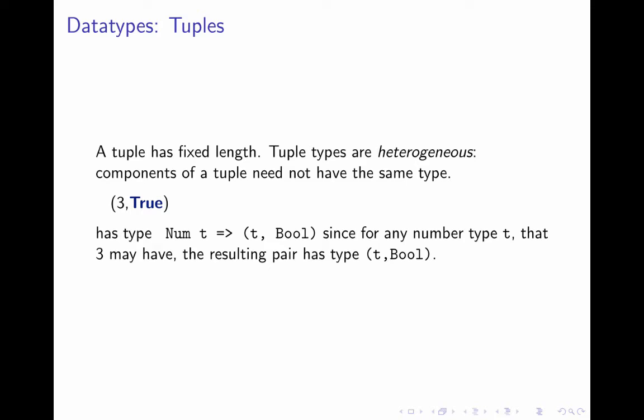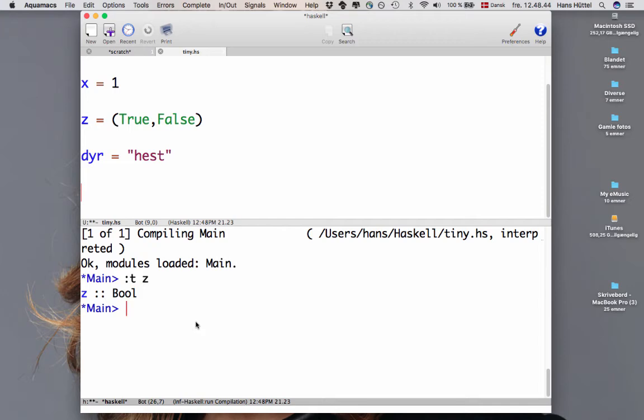This should be read as saying that for any number type t, the resulting type has type (t, Bool). In what follows, it's really nice not to have to ask for the type of an expression all the time. What I will do is write :set +t. This way, every time a value is displayed in the interpreter, we'll get its type information as well.